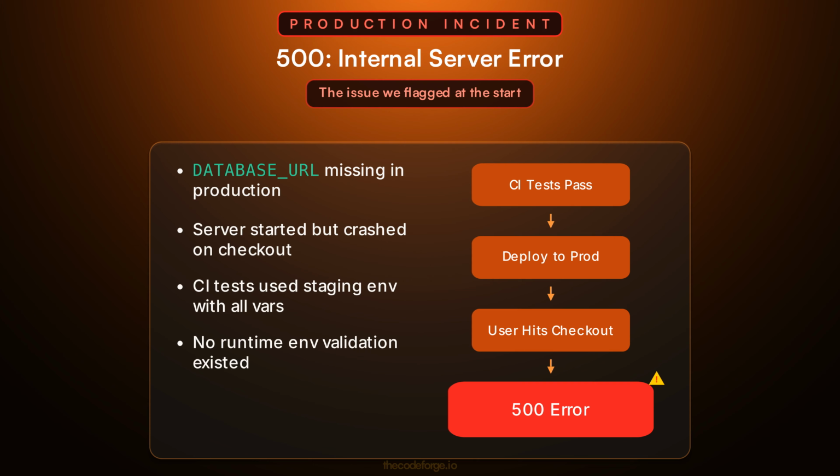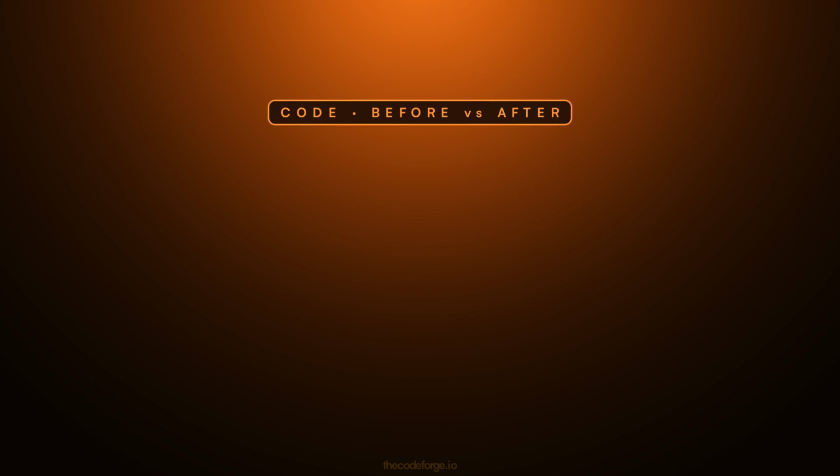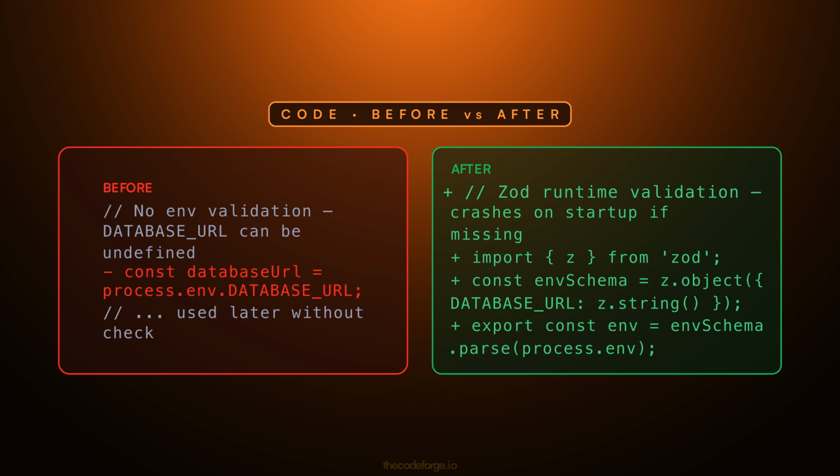All CI tests passed because they ran against a staging environment that had the variable. No runtime validation existed to catch the gap. The production incident occurred because DATABASE_URL was undefined at runtime. The fix adds Zod runtime validation in lib/env.ts that crashes the server on startup if any required environment variable is missing, preventing silent failures.